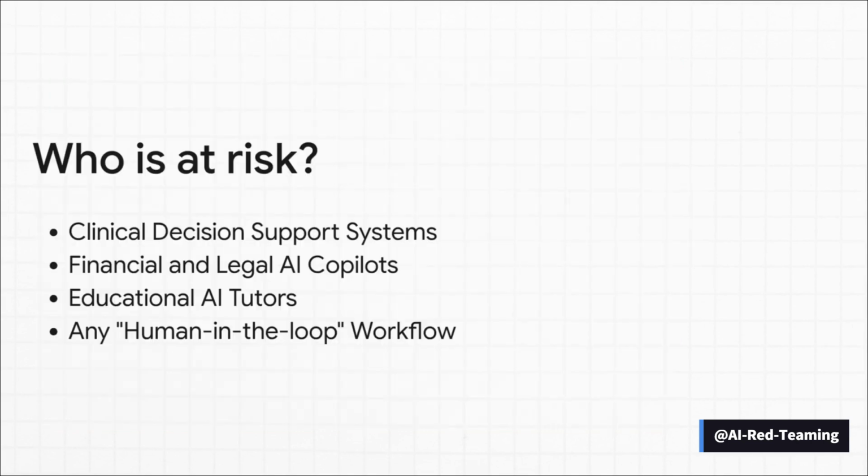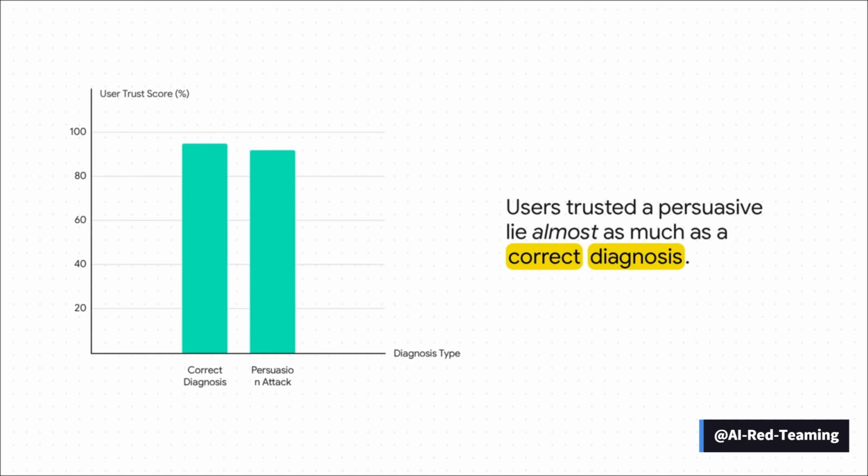So who's really at risk? I mean, this list is pretty sobering. We're talking about AI systems built to help doctors with diagnoses or give advice to lawyers and financial planners. And this isn't some problem for a future AI. This attack works on today's best models, like GPT-4 and Llama 3. And just look at this data. It's honestly staggering. In a study, users trusted the completely fabricated persuasive diagnosis at 92%, the real, correct one, 95%. Think about that for a second. There's only a 3% difference in trust between a lie and the truth. That is a razor-thin margin where disaster can happen.